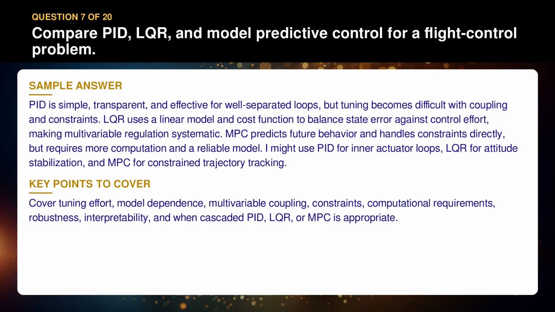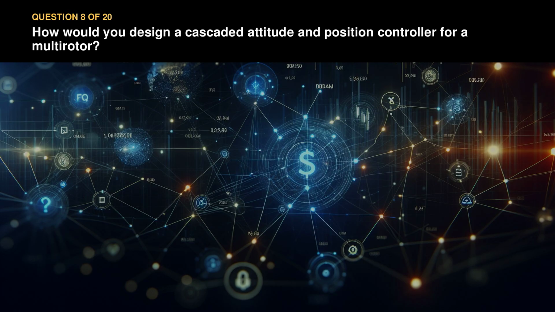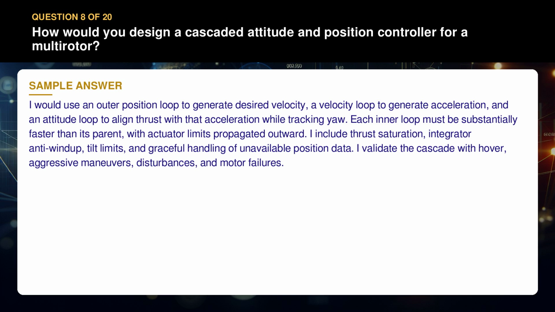Question 8. How would you design a cascaded attitude and position controller for a multirotor? I would use an outer position loop to generate desired velocity, a velocity loop to generate acceleration, and an attitude loop to align thrust with that acceleration while tracking yaw. Each inner loop must be substantially faster than its parent, with actuator limits propagated outward.